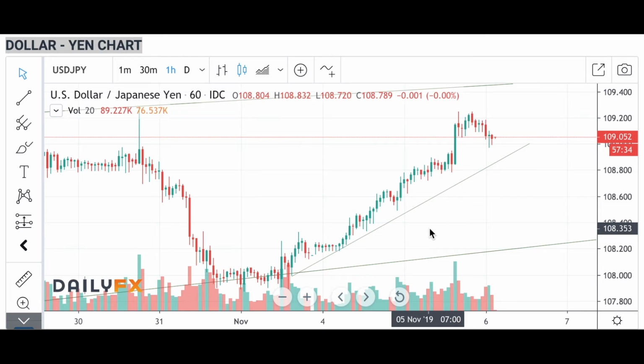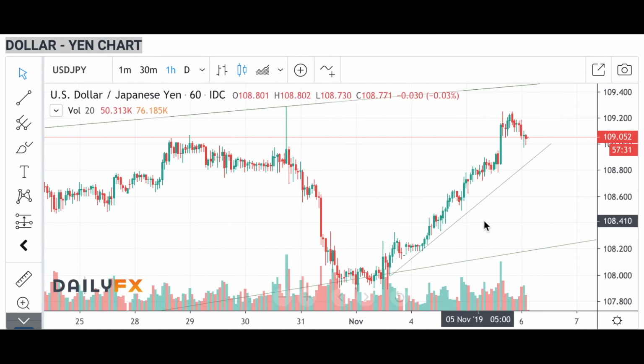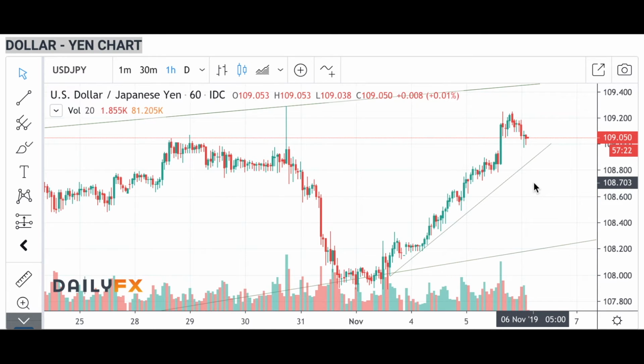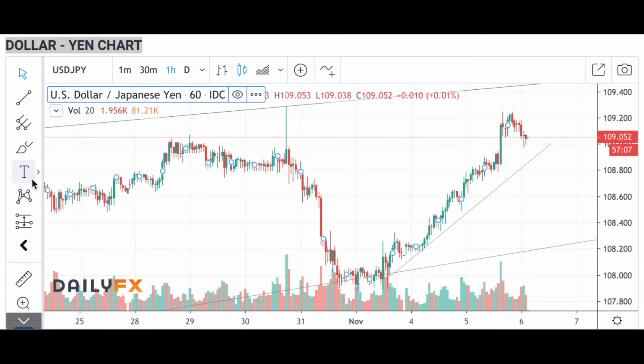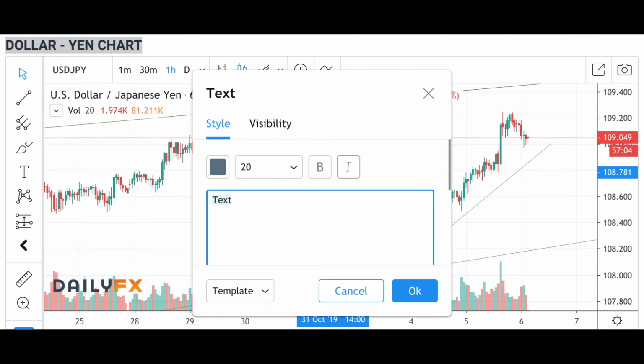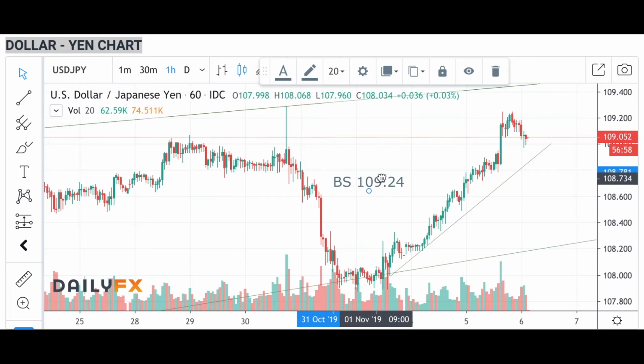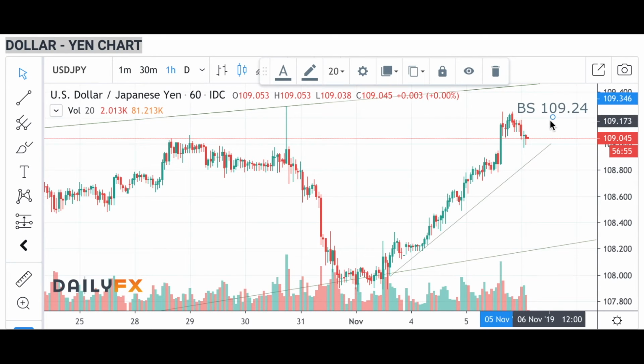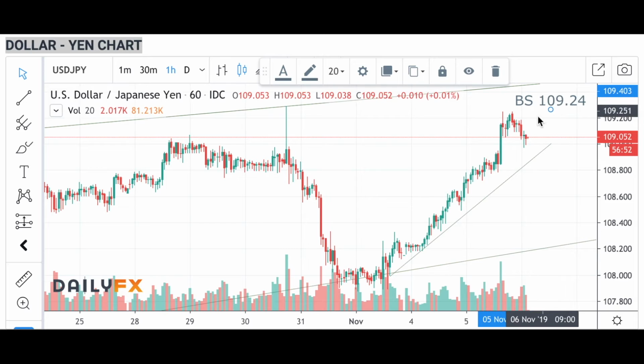So here it had buy stop 1.0924 and sell stop 1.0852. Where is the sell stop? Here, 1.0852. And 1.0924, where is it? 1.0924. Let's go here now and create one. Buy stop 109.24, here, somewhere around here, 1.0924, which is on top of this line.